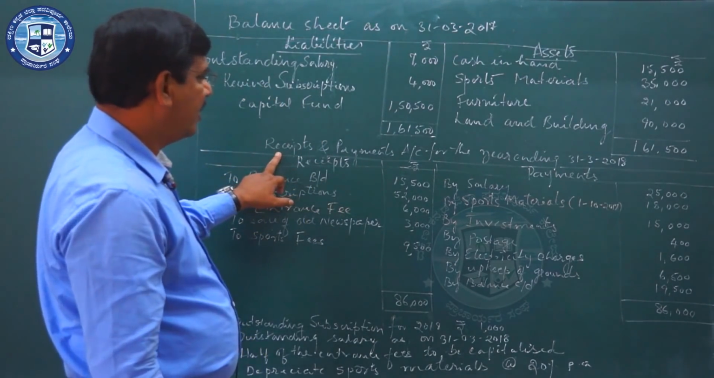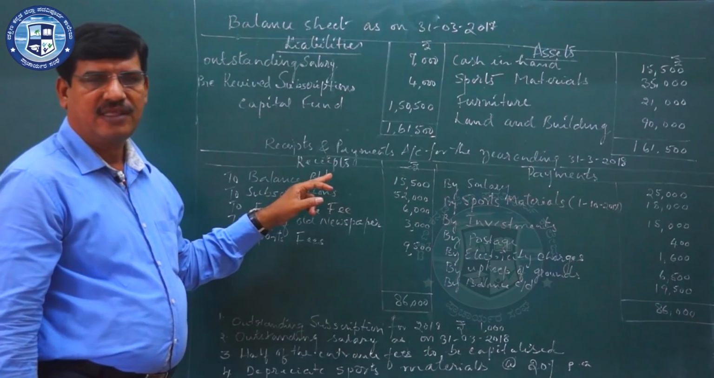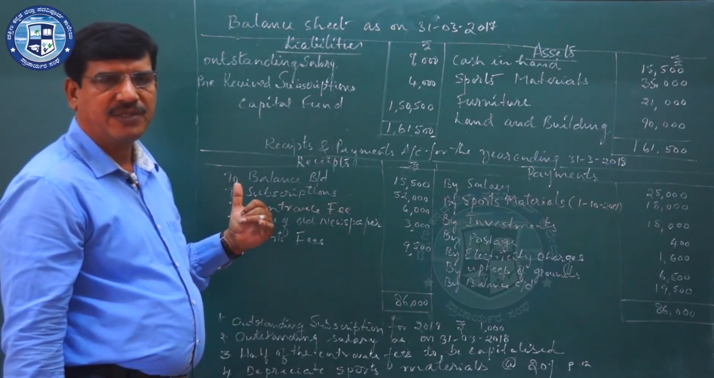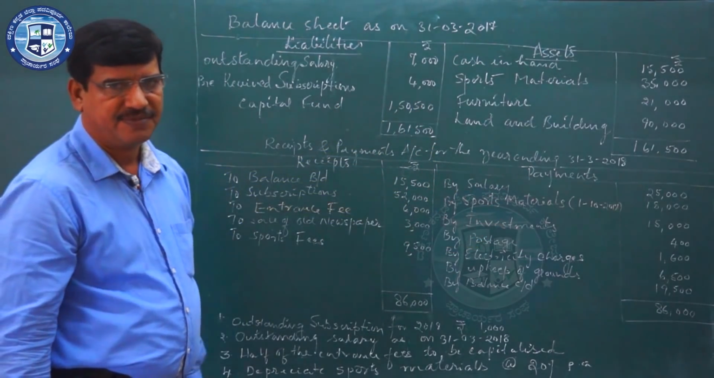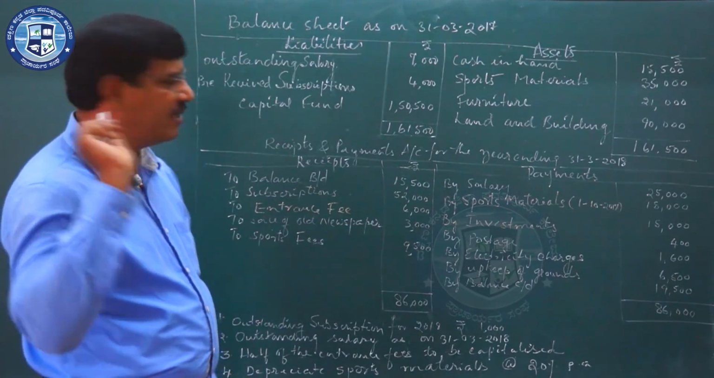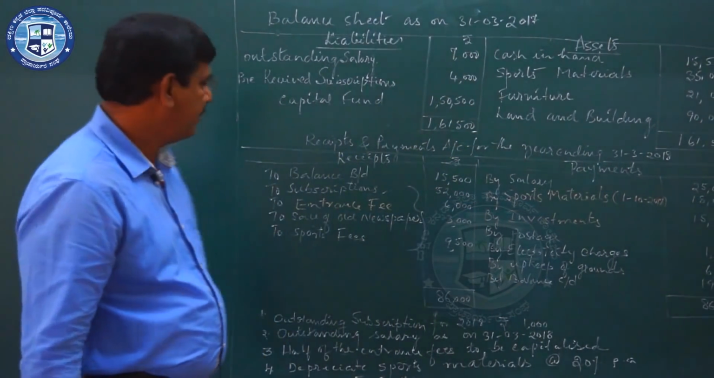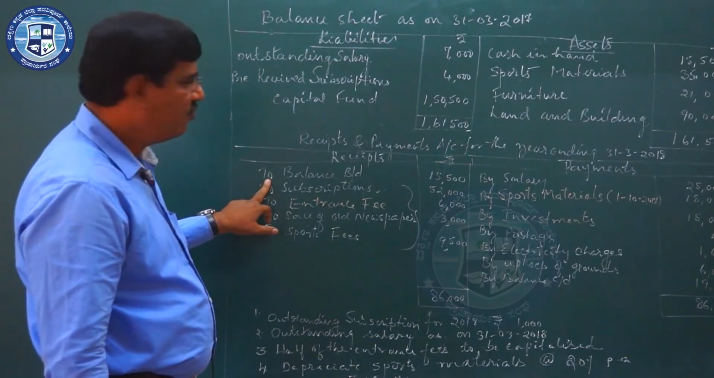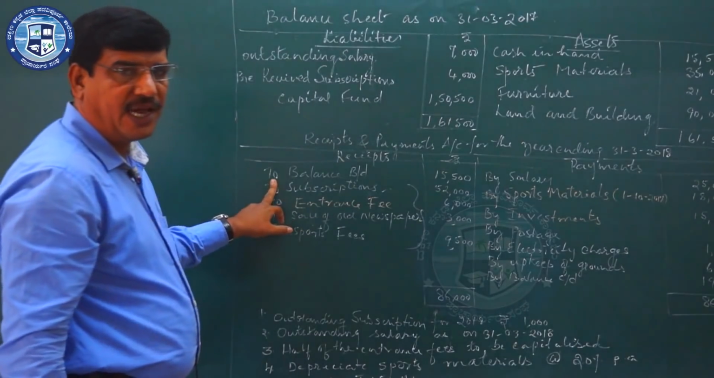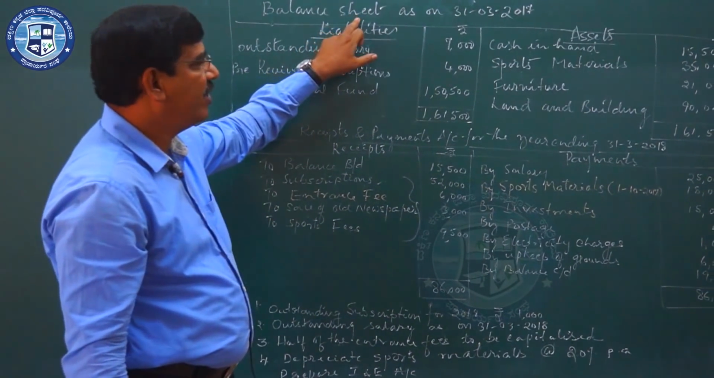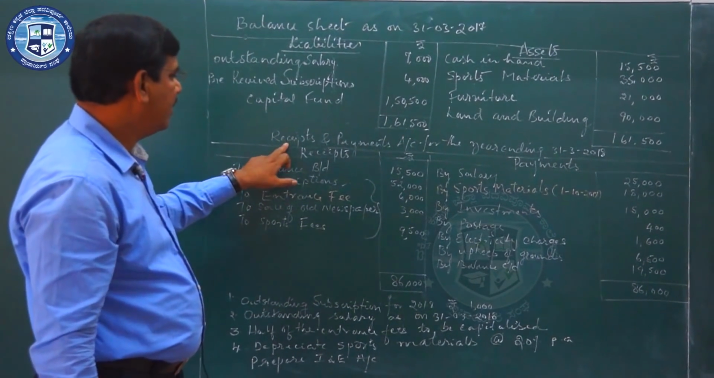Now let's go to the receipts and payments account. As I told you, it is the summary of all the cash receipts and all the cash payments. Cash means cash in hand and cash at bank. See here, the receipts and payments account of a non-trading concern. Opening balance is given, to balance brought down, that is the cash in hand. The opening cash balance which appears in the opening balance sheet, the same amount will appear as to balance brought down in the receipts and payments account.